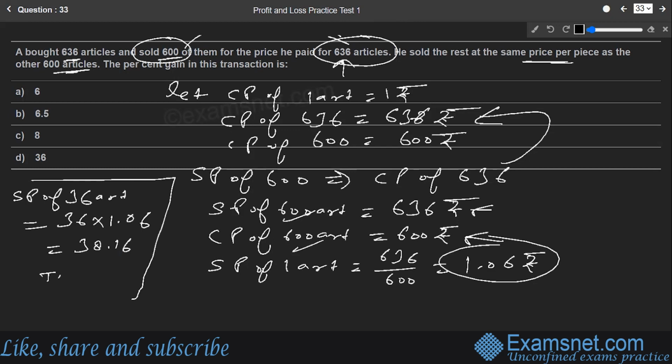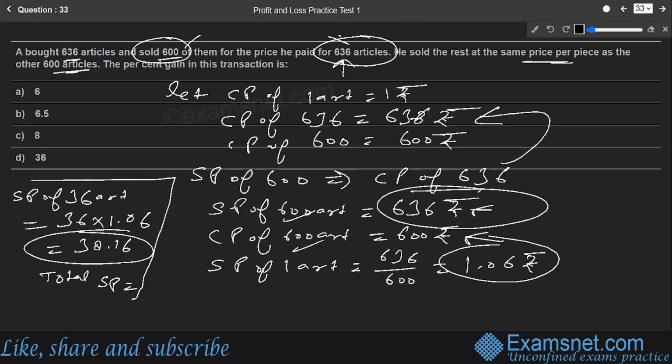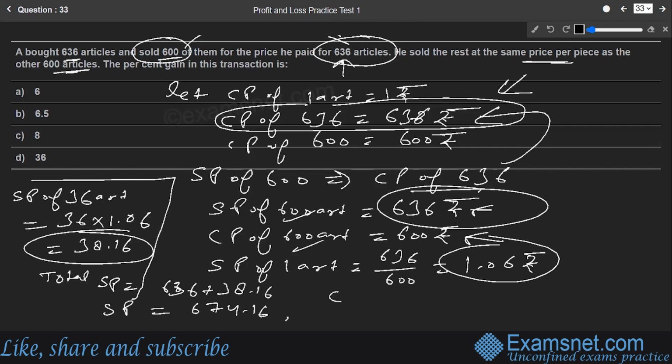Now, let us find out the total selling price. In the first case, the selling price was 636 rupees as we calculated here. And in the second case, the selling price is 38.16 rupees. So the total selling price is 636 plus 38.16. If you add them together, this comes out to be 674.16. This is the ultimate selling price of the whole deal. Okay, what is the ultimate cost price of the whole deal? The cost price of 636 articles was 636 only. So the total cost price is 636 only. Total selling price is 674.16.